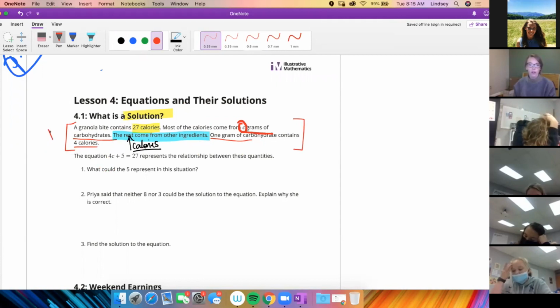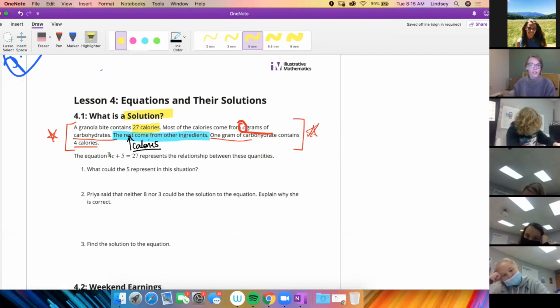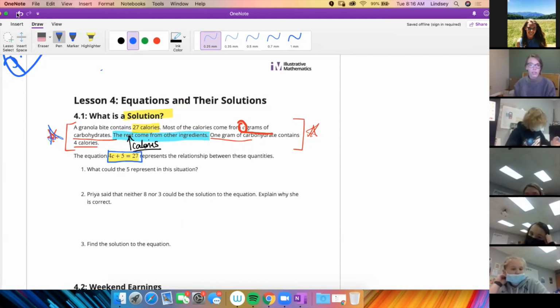Okay, so they gave us all this information, and just like what we've been doing in the last 3 lessons, they went ahead and came up with an equation to represent and model that relationship. So it's right here. They said 4C plus 5 equals 27 represents this relationship. Let's break that down and see if we know what everything's talking about, because this equation came from all of this information up here.